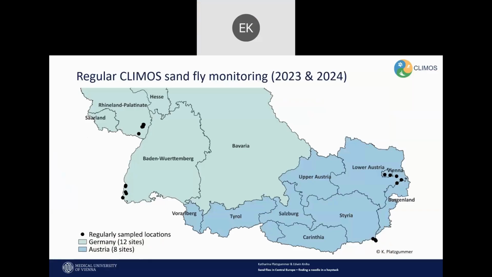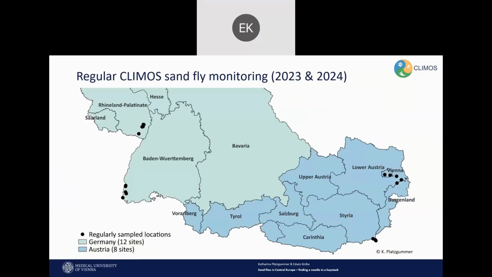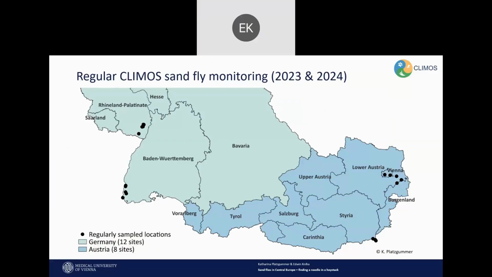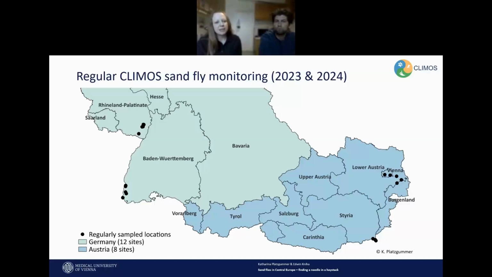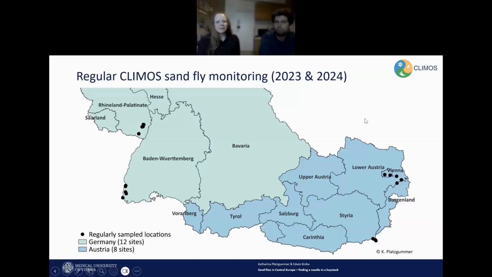So if we have a quick look at where our regular sandfly monitoring sites are, it reflects very well how the sandflies are also distributed in Central Europe, or the knowledge that we have so far about them. We had overall 20 regularly sampled locations. In Germany, we had our colleague Sandra Oerter collect the sandflies for us. So she did a really terrific job at sampling these 6 locations in Baden-Württemberg and 6 locations in Rheinland-Pfalz for 2 nights each month. And by that also was able to find a lot of sandflies for us.